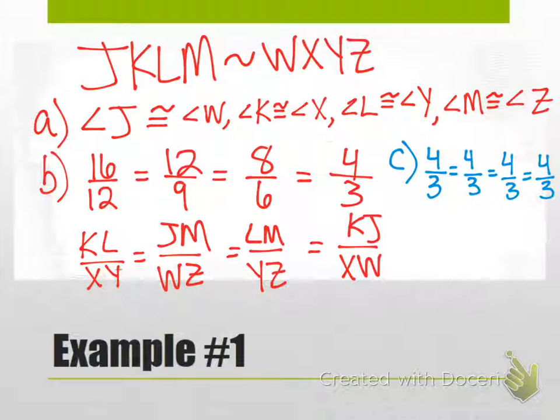Sometimes you might have them to where they don't reduce quite that nicely. So you might have to use cross products, or we might look at somewhere the ratios, you just have to divide them out and show that it is the same ratio no matter what.